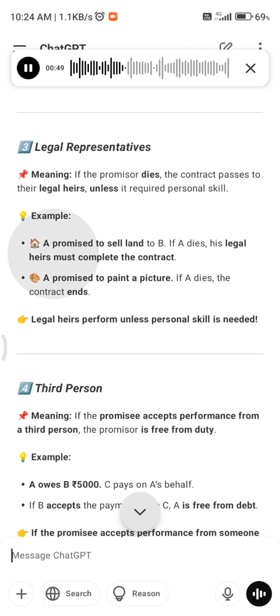3. Legal representatives. Meaning, if the promisor dies, the contract passes to their legal heirs, unless it required personal skill. Example, a promise to sell land to B. If A dies, his legal heirs must complete the contract. A promise to paint a picture. If A dies, the contract ends. Legal heirs perform unless personal skill is needed.